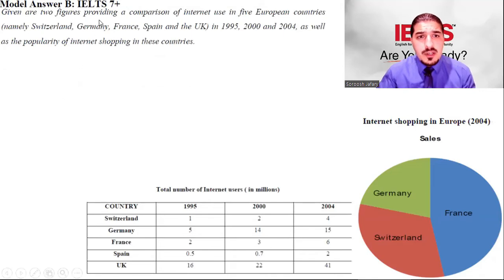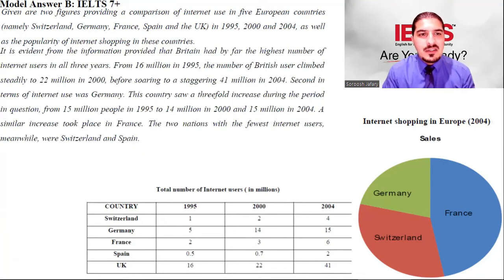Given our 2 figures providing a comparison of internet use in 5 European countries, namely Switzerland, Germany, France, Spain, and the UK in 1995, 2000, and 2004, as well as the popularity of internet shopping in these countries. So, with one compound sentence, we close the deal. Another thing that I would like to mention to you guys is the level of vocabulary. Pay attention to the level of vocabulary. We will discuss that further going into the process.